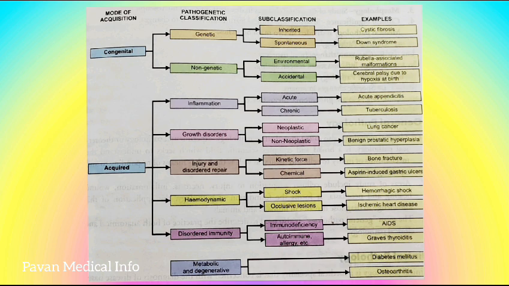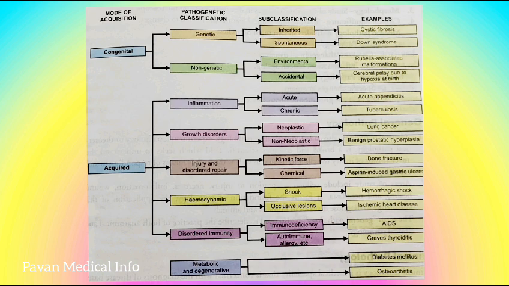When you come for the first one, that is inherited, the disease which can be given as example is cystic fibrosis, and the second one in subclassification, that is spontaneous, the example what can be given will be Down syndrome. This is about congenital, where I have discussed the genetic classification.